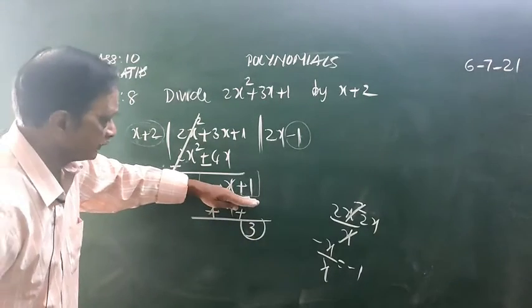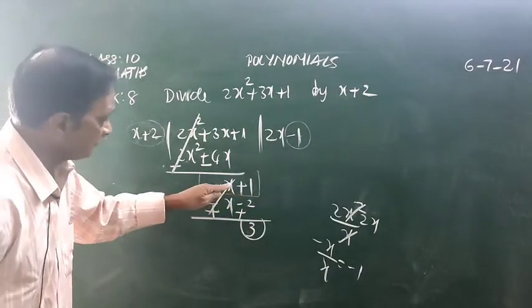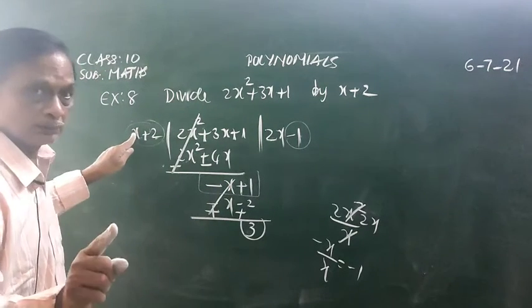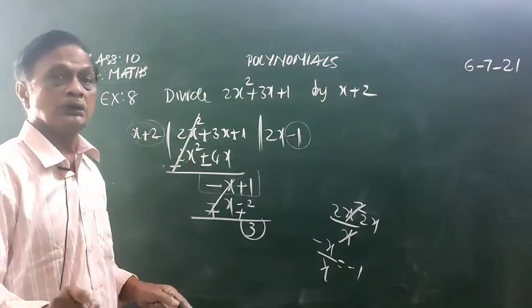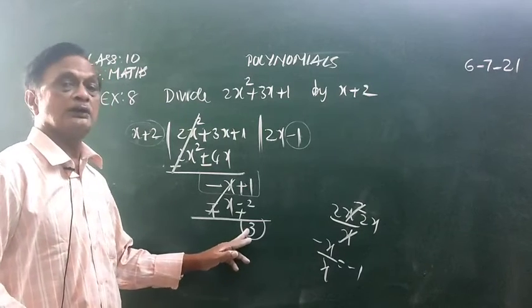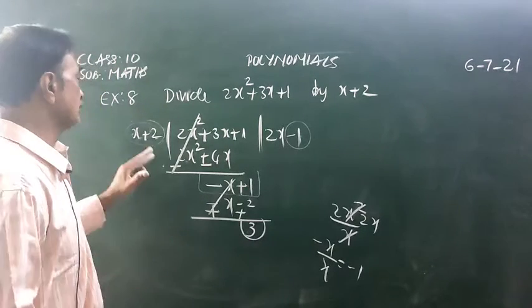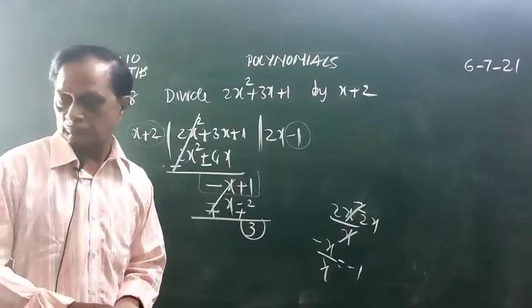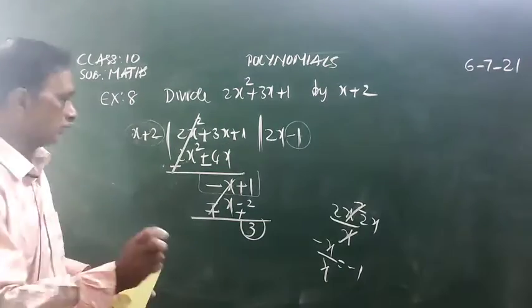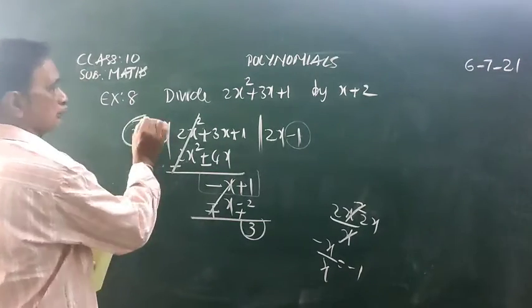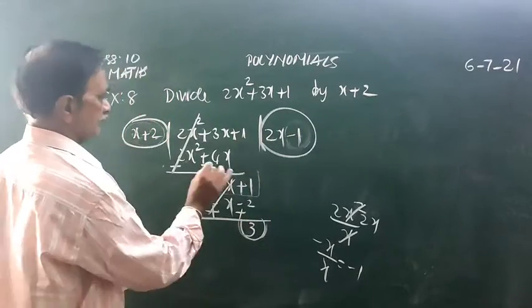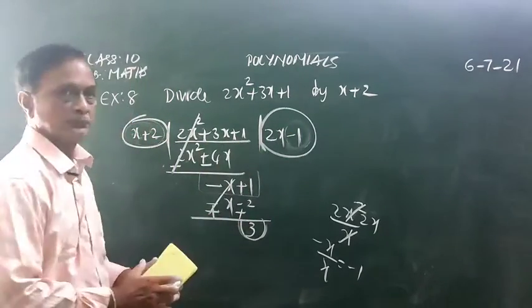You cannot stop the division earlier because the degree of the remainder there was 1, and the degree of the divisor is 1. So our rule is what? The degree of the remainder should be less than the degree of the divisor, or the remainder equal to 0. So now divisor is x plus 2, quotient is 2x minus 1, remainder is 3 and dividend is this one.